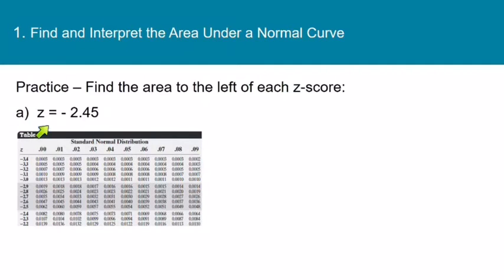So here we have z equals negative 2.45. So first I'm going to sketch a standard normal curve. Negative 2.45 will be here to the left of center because it's negative, and 2.45 is going to be quite far out, so I'm going to just put it there. And then I want to shade the area to the left of that z-score, and then I'm going to come to the table. Now you know the table tells us areas to the left of whatever z-score we look up.